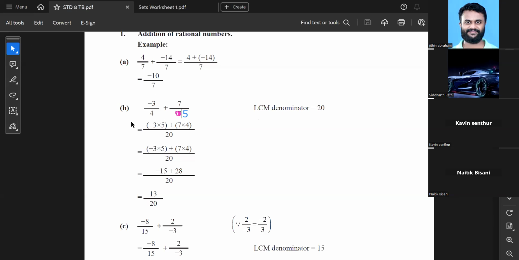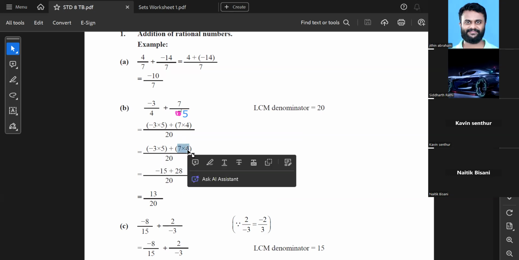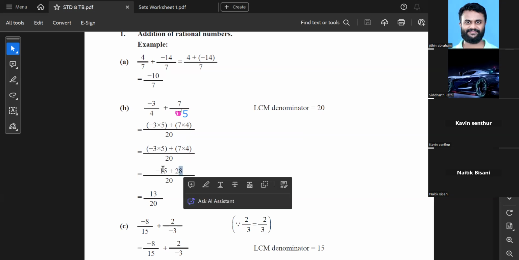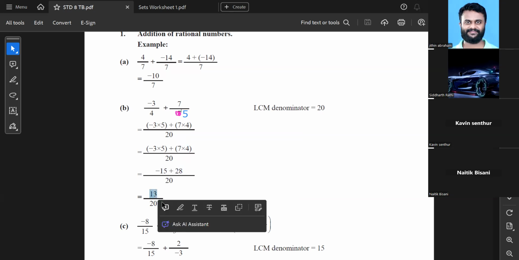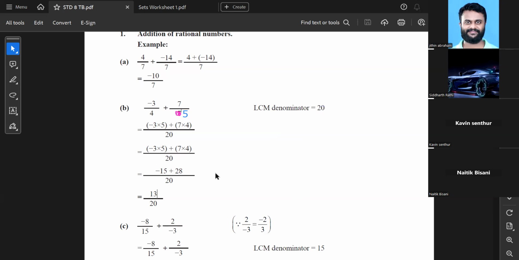You basically take the LCM of 5 and 4. You get 20 as the LCM for the denominator. So you put 20 over here. In order to make it 20, you had to multiply by 5 in the numerator and denominator. Hence, your numerator is having 5. And in order to make 20 over here, you had to multiply by 4 in the numerator and denominator. Hence, you have 4 over here. So in the next step, minus 3 multiplied by 5 gives you minus 15. And 7 multiplied by 4 gives you 28. Minus 15 plus 28 gives you plus 13. Plus 13 upon 20 will be your answer.